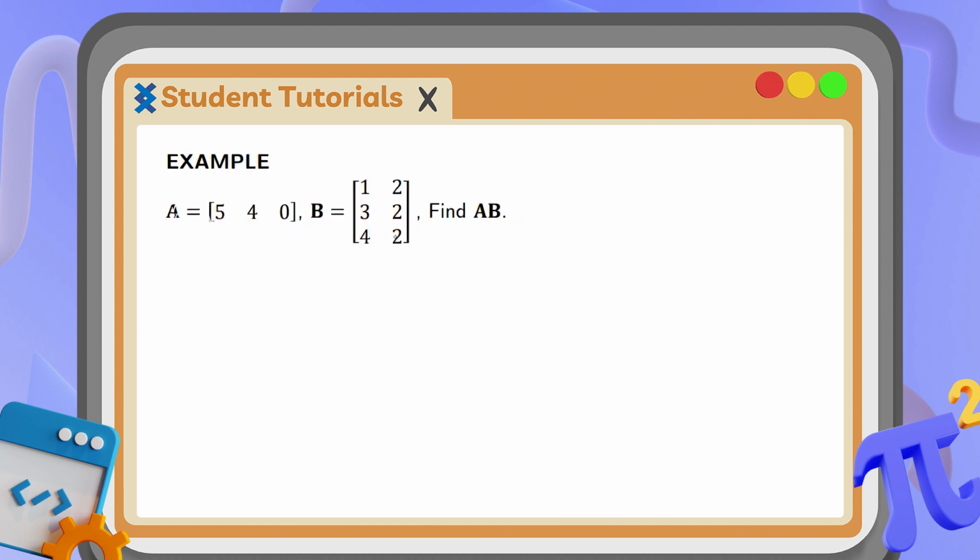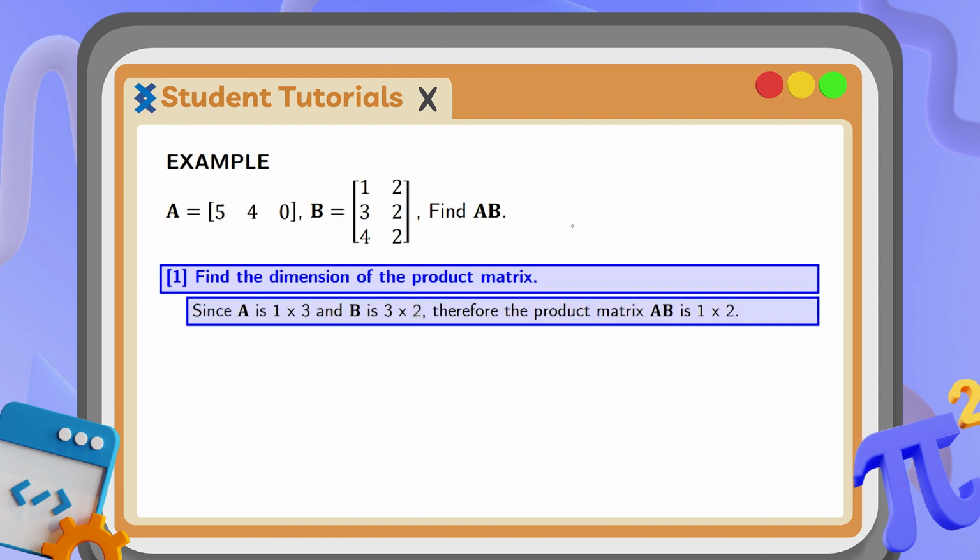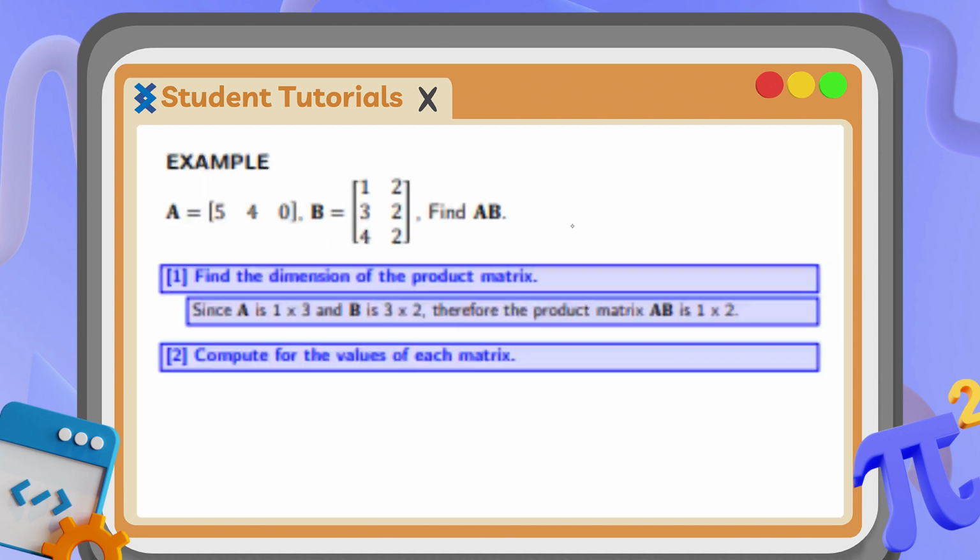So now let's go to the actual example. So here we have A, which is a 1 by 3 matrix, and B, which is a 3 by 2 matrix, and you're asked to find the product matrix. So first, we need to find the dimension of the product matrix to help guide you in finding the elements of the product matrix. So since A is 1 by 3 and B is 3 by 2, therefore the product matrix AB would be 1 by 2.